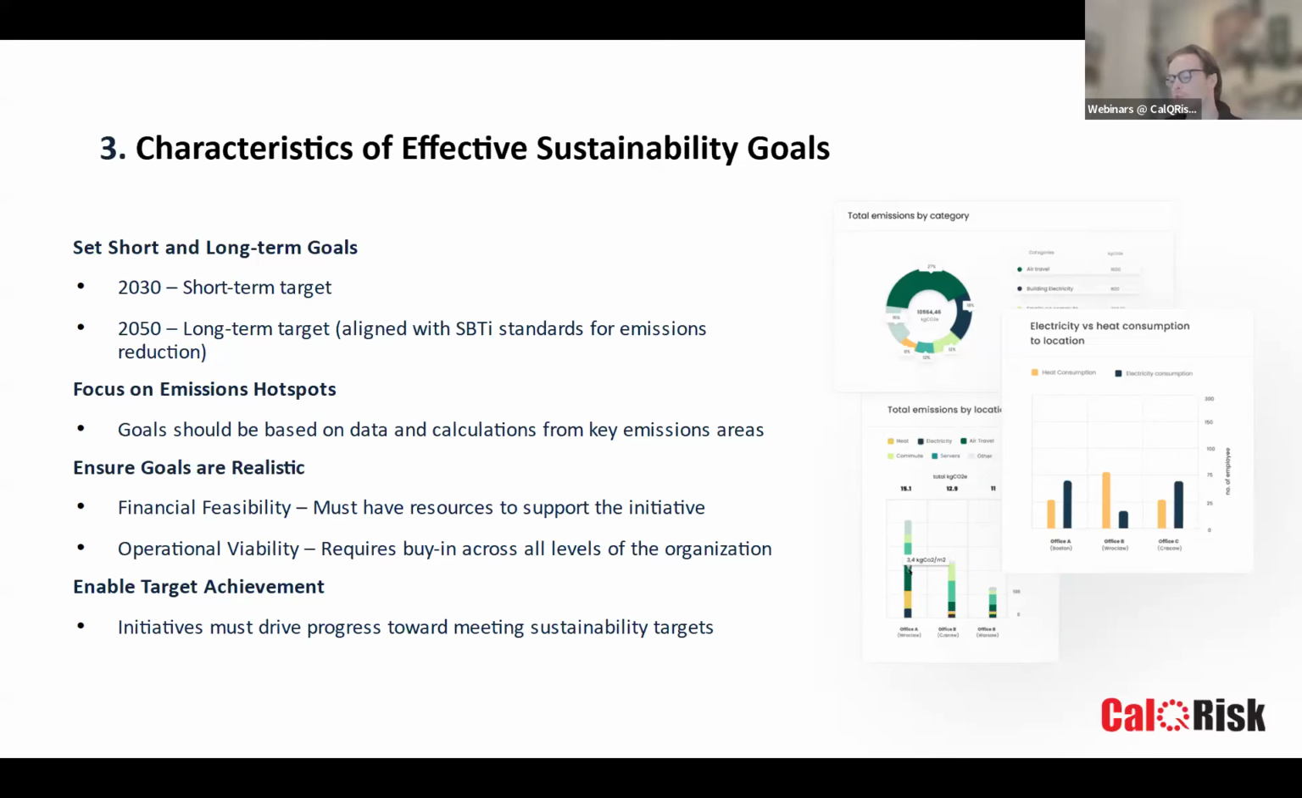Obviously, you need buy-in from all levels of the business. If you don't have buy-in from senior management, from those who run the business, it's going to be an uphill battle. So getting them on board first is going to ensure that you can make progress.